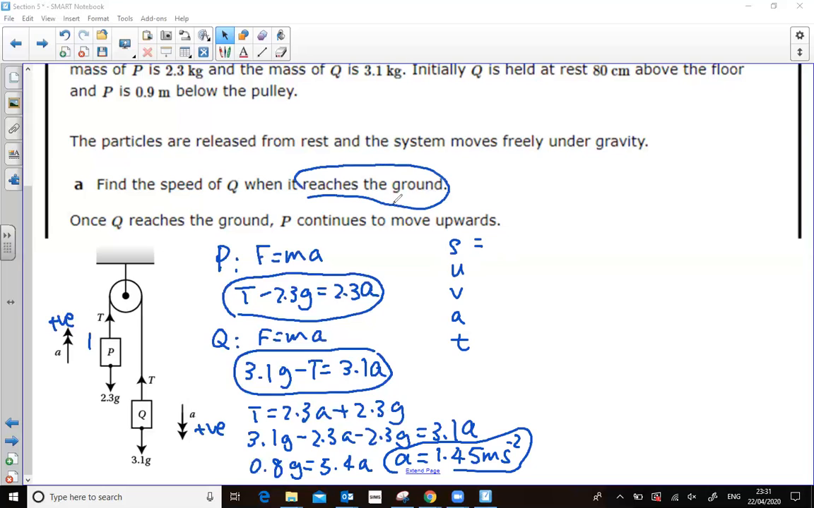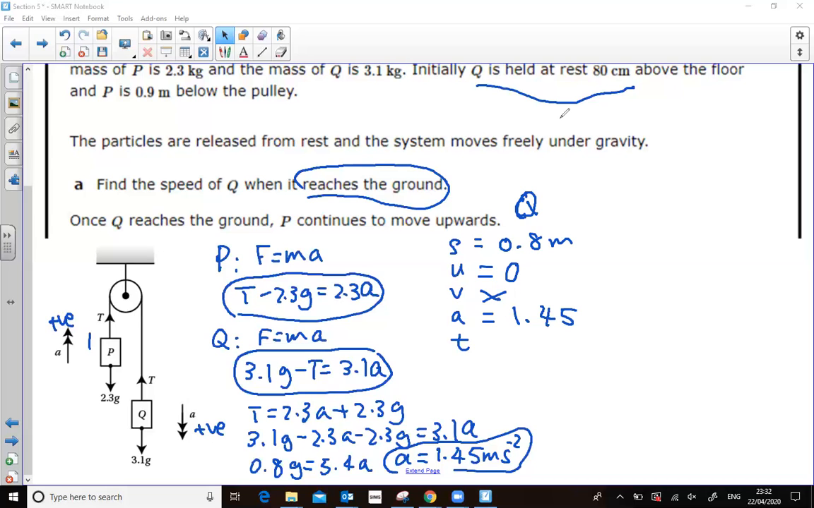So in the question, it said Q is being held at rest at 80 centimeters above the floor. So in this case, if we consider what's happening to Q, the displacement, or the distance Q traveled, will be 80 centimeters, or 0.8 meter. Q was held at rest, so the initial velocity is 0. We don't know about the final velocity. We just work out the acceleration, which is 1.45.